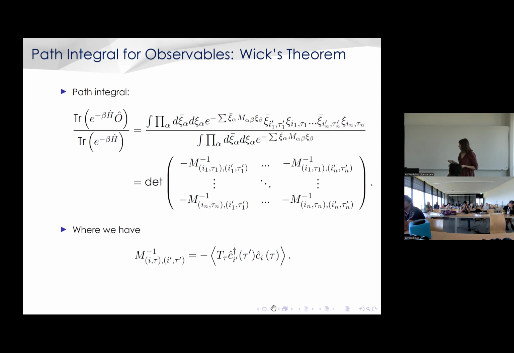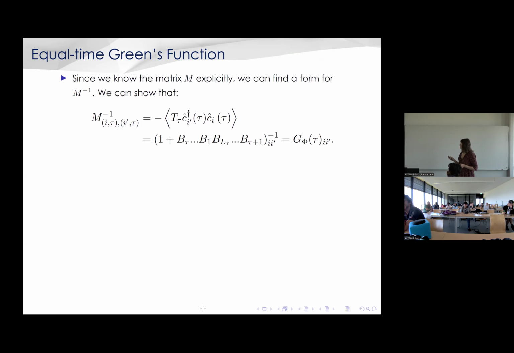And so what we want then is to just get the inverse of this M matrix. And we know the form of the M matrix. So what we're going to do as well, because this will be useful for later slides, is note that this quantity is called the Green's function, and it's going to be very important in general to the QMC.